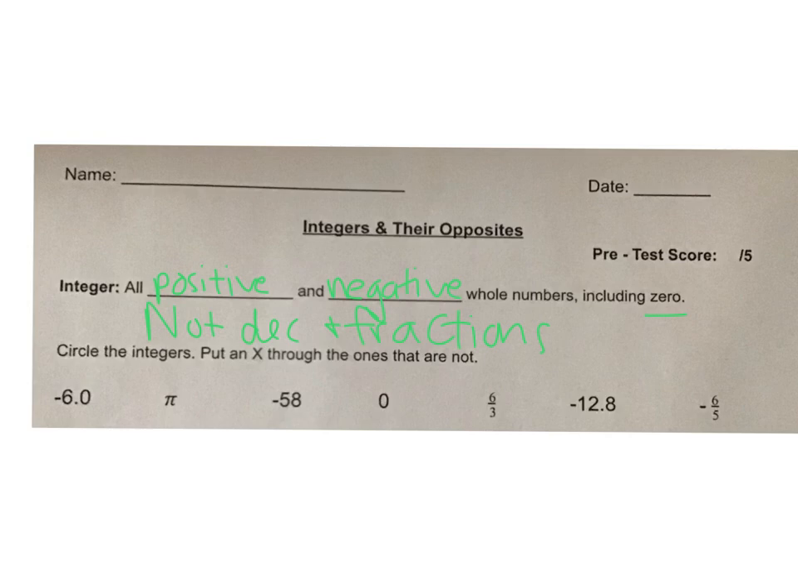So let's look at these integers, and we're going to decide if they're an integer or not by putting a circle or an X. So let's look at -6 and 0/10. So for this one, it is 0.0, but remember that can kind of be eliminated. So -6 is an integer. Pi is 3.14, which is a decimal, which is not an integer. -58 is an integer. Go ahead and do these next ones. Pause the video here and then come back and check them.